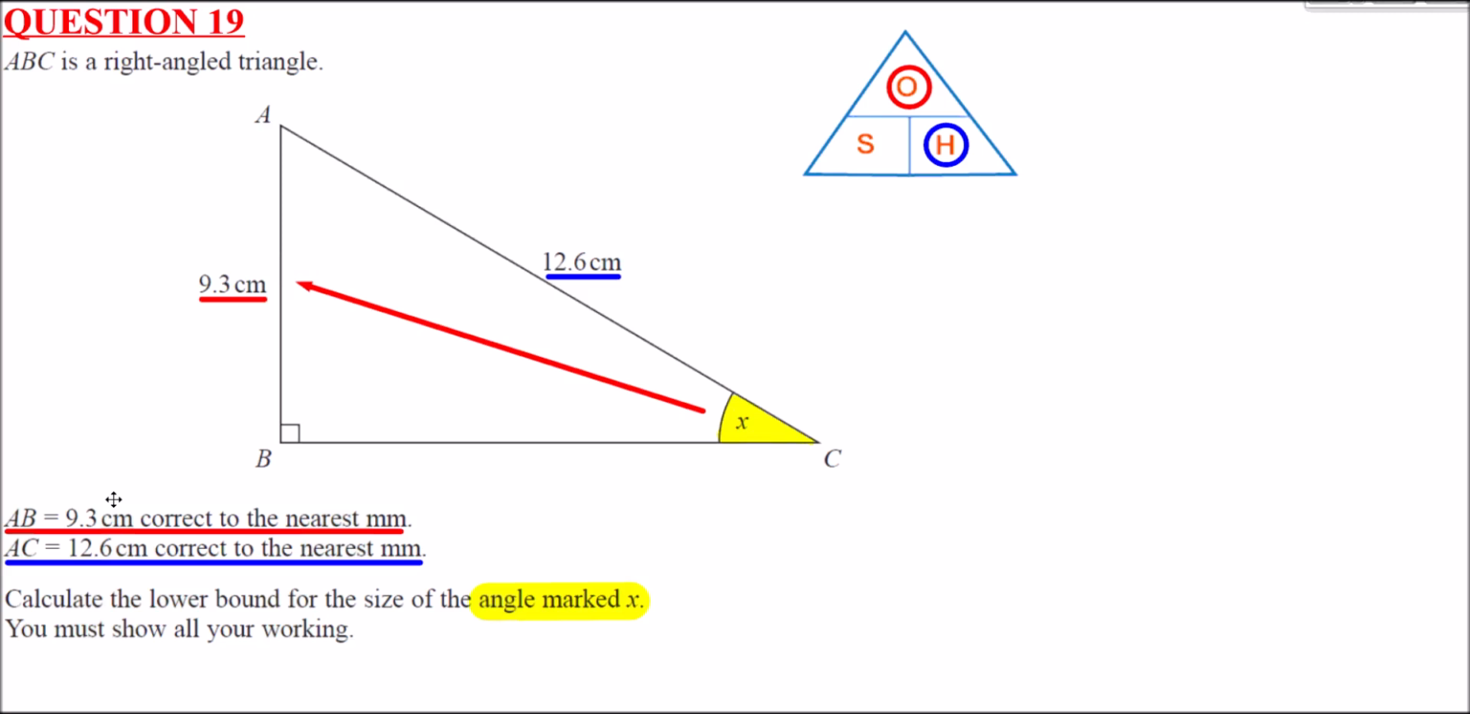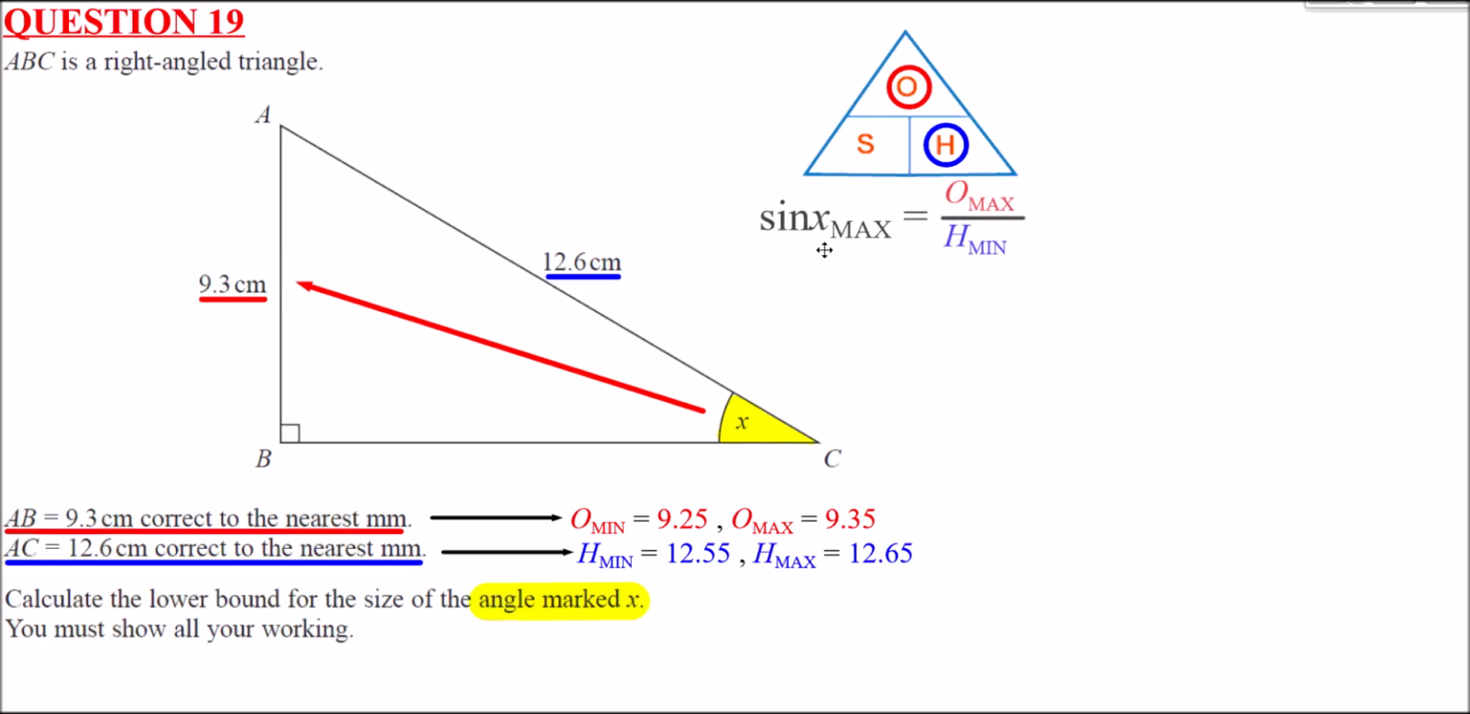But to keep it fairly brief here, if AB is 9.3 to the nearest millimetre, the lower bound will be 9.25 and the upper bound will be 9.35. So that's the bounds for the opposite. Minimum opposite 9.25, max opposite 9.35. Similarly for AC, the hypotenuse, if it's been rounded to 12.6 to the nearest millimetre, then the lower bound will be 12.55 and the upper will be 12.65.